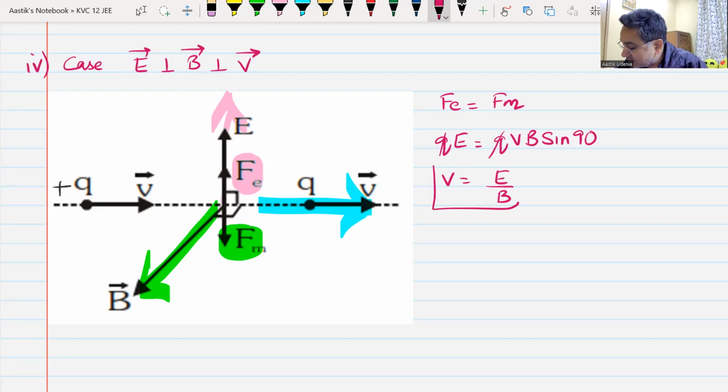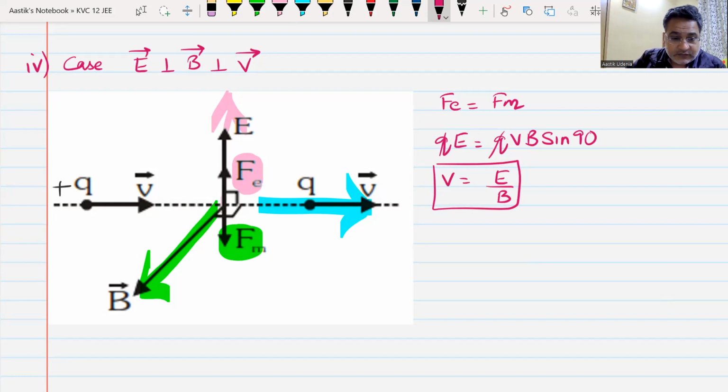And in this case, even though both electric and magnetic fields are present, the particle will move in a straight line because both forces are cancelling out each other. So this is a very special case where even though electric and magnetic fields are present, even though they are not in the parallel direction, the particle is still moving in a straight line. Do we understand this special case?